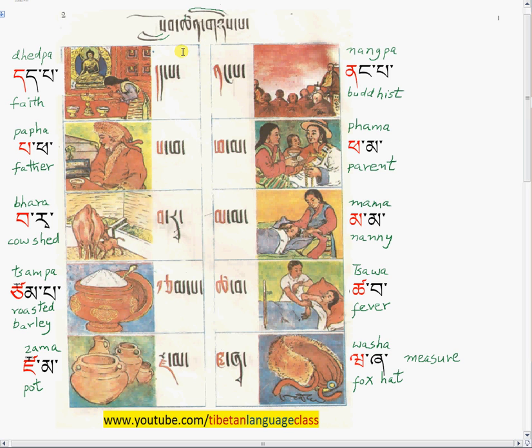So I'm hoping you guys are now able to at least recognize all the letters in Ume, the headless letters, and then in Uchen, the headed letters.